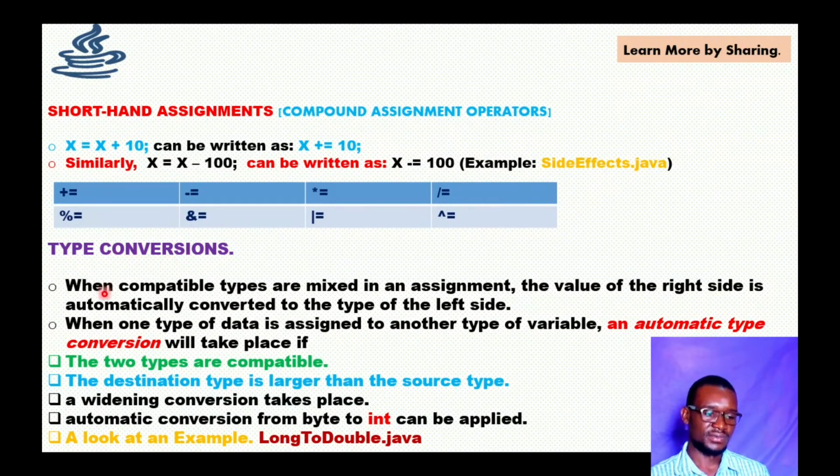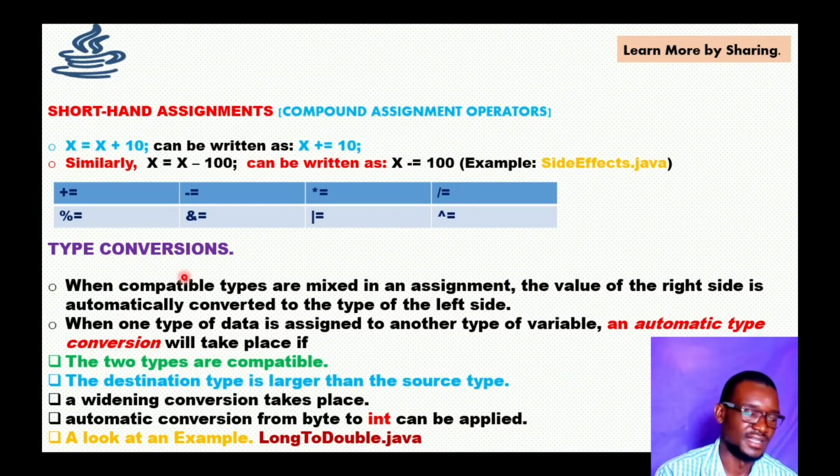When compatible types are mixed in an assignment, the value of the right side is automatically converted to the type of the left side. So with type conversions, we are looking at types such as int and byte, maybe converting an int to a byte, or a float to a double. We can actually achieve that with Java. When one type of data is assigned to another type of variable, an automatic conversion will take place if the two types are compatible.